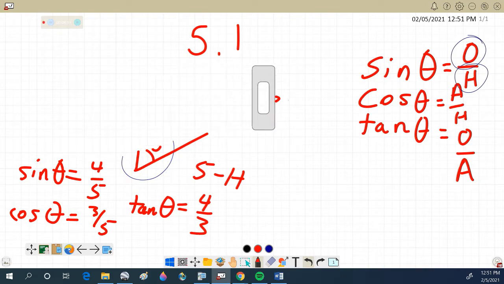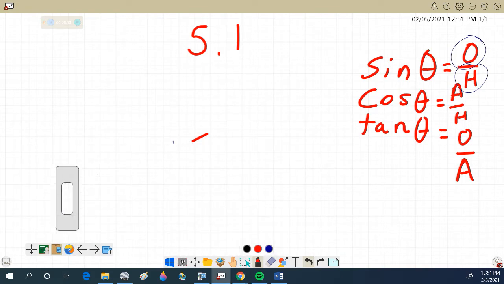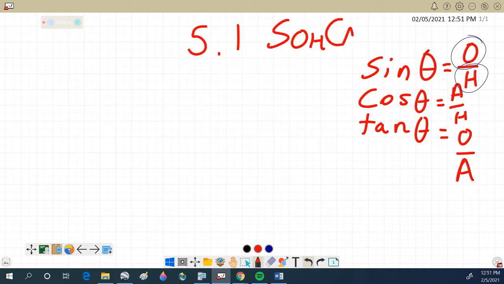Okay. Well, how are you going to remember sine, cosine, and tangent? We use the mnemonic SOH CAH TOA. So sine is O over H, cosine is A over H, and tangent is O over A. And to remember that, we use the awesome phrase, some old hippie caught another hippie tripping on acid.